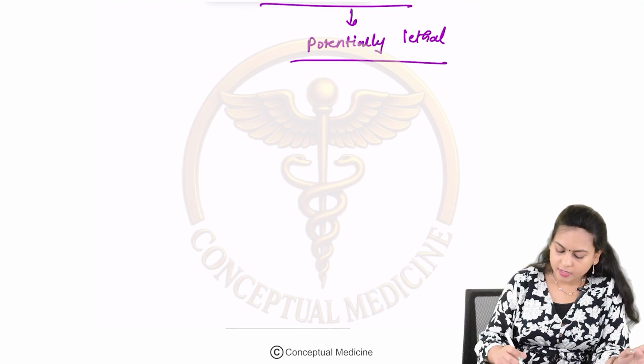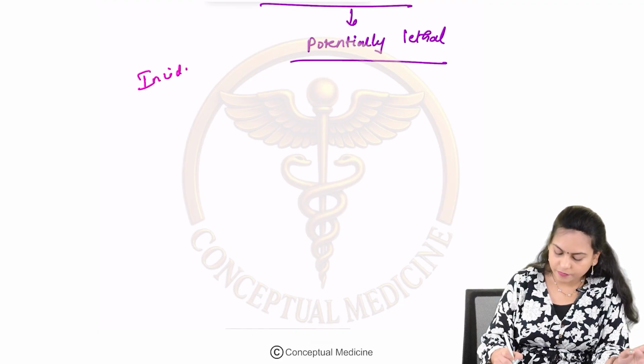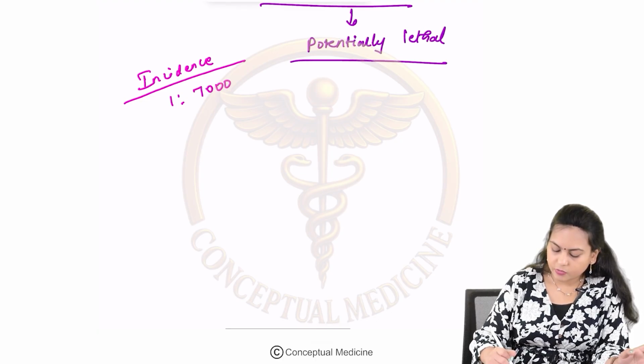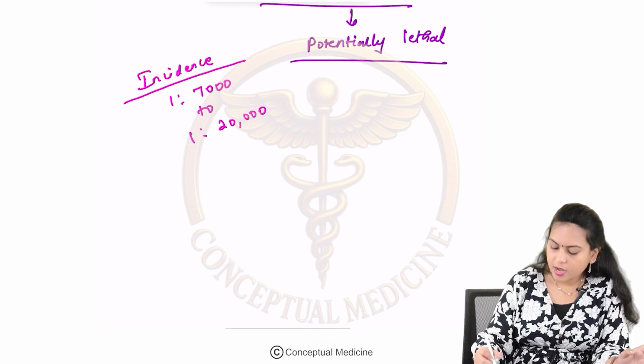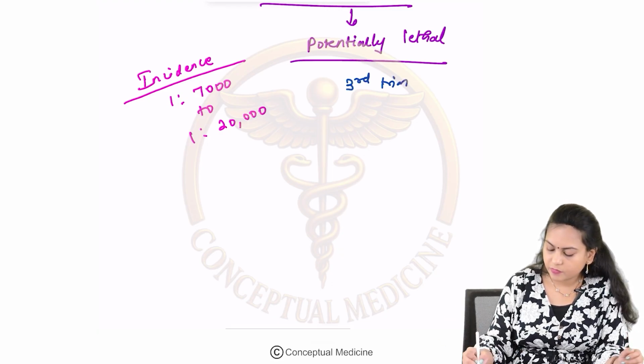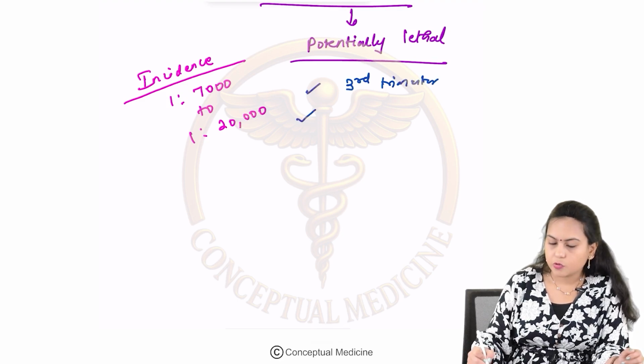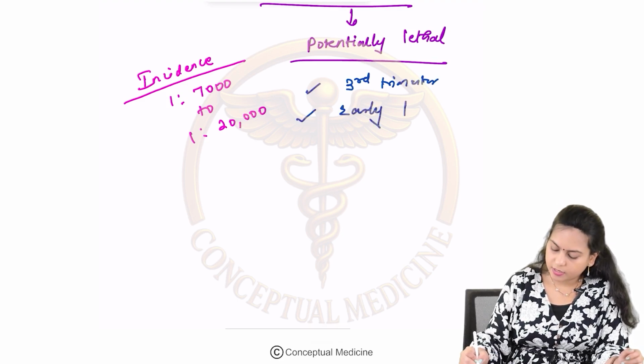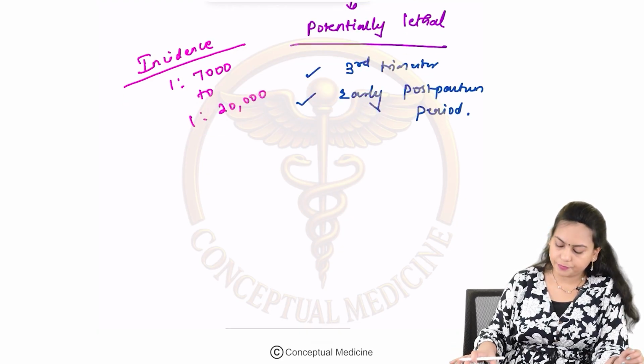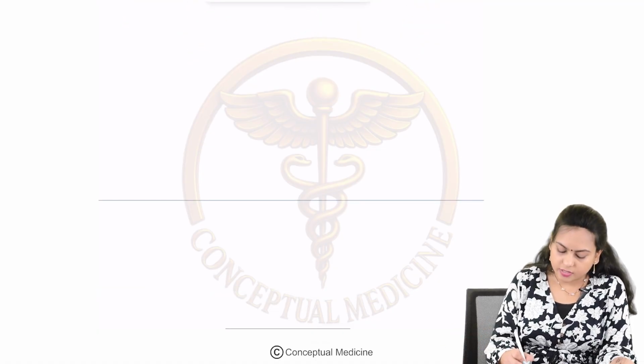Okay, and if you take the incidence, it is around 1 in 7,000 to 1 in 20,000. Okay, and this also most commonly presents in the third trimester or early in the postpartum period. Clear? Now, we will see the pathogenesis.